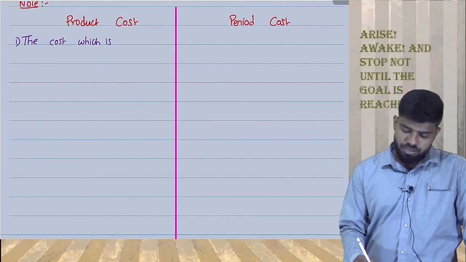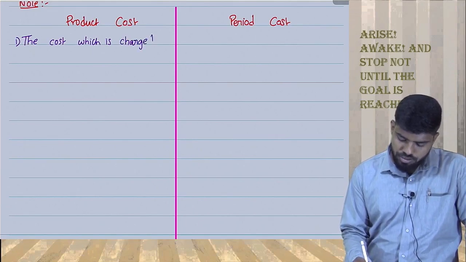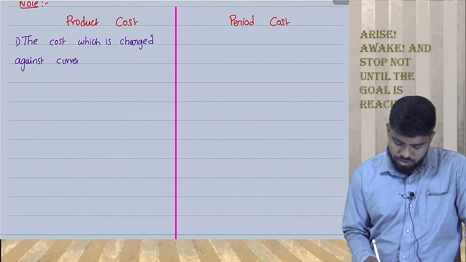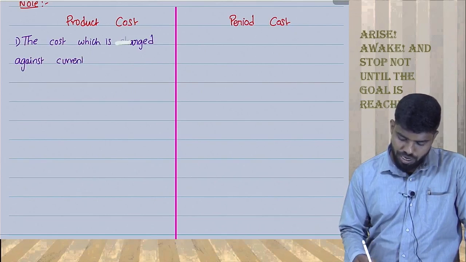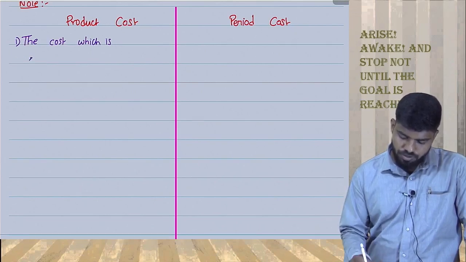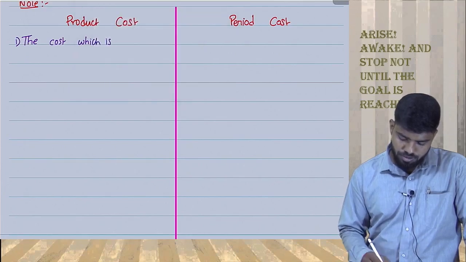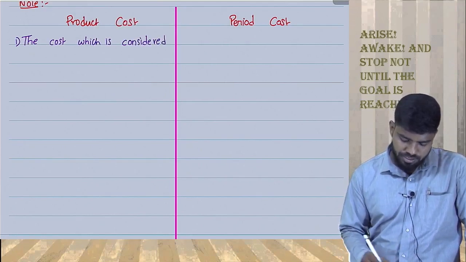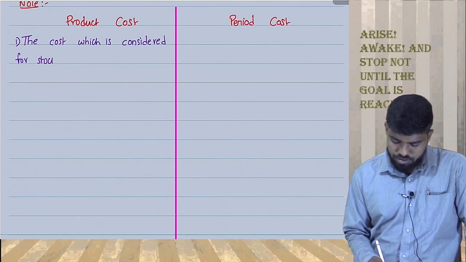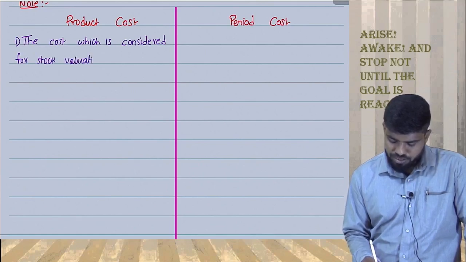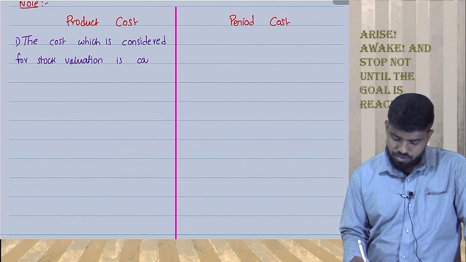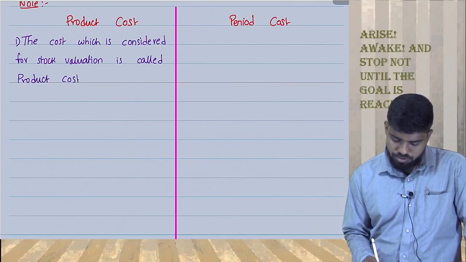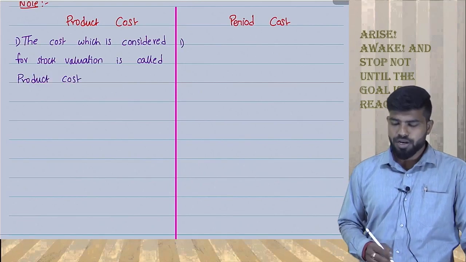First point, the cost which is considered for stock valuation is called product cost.